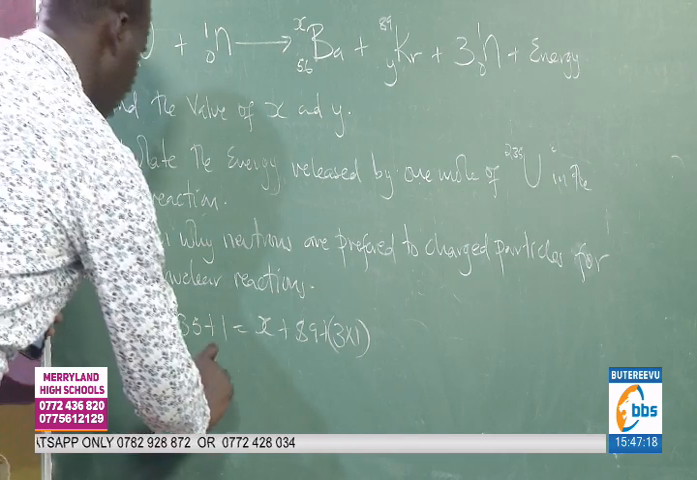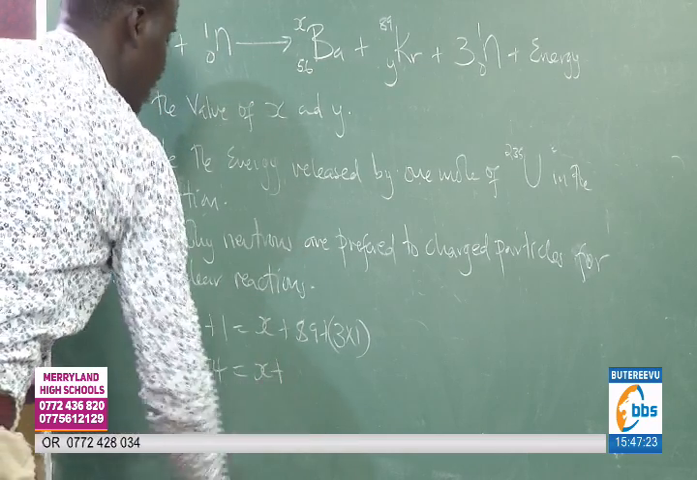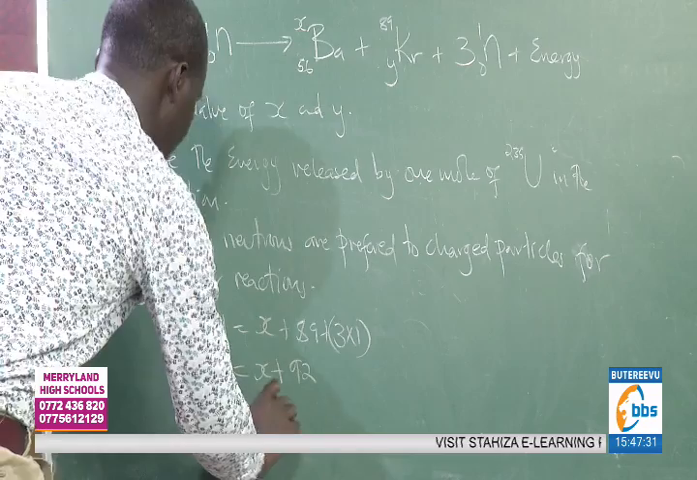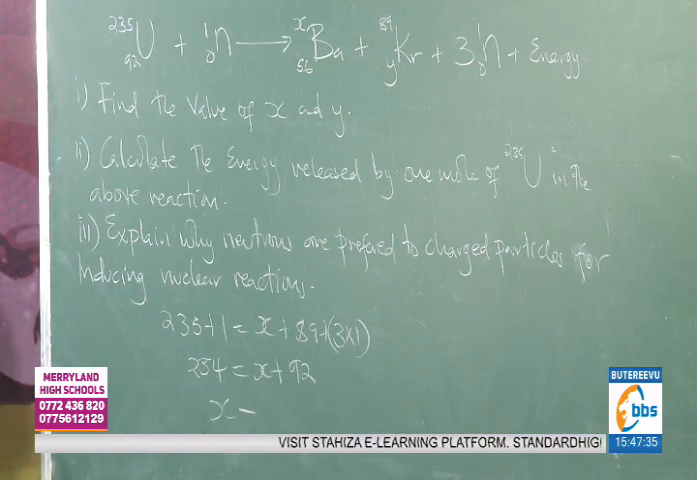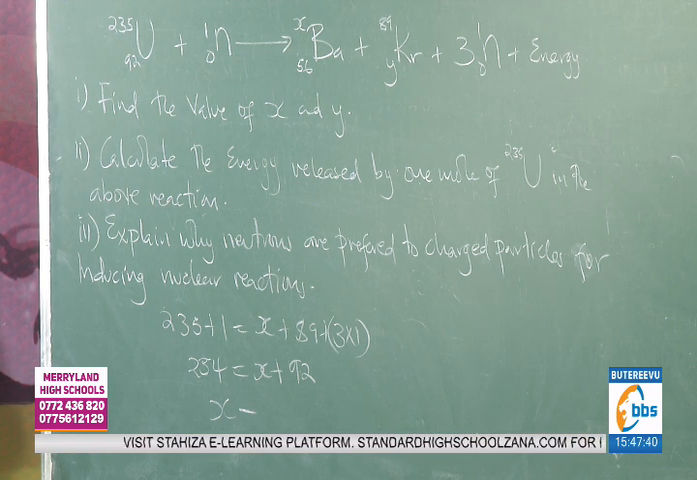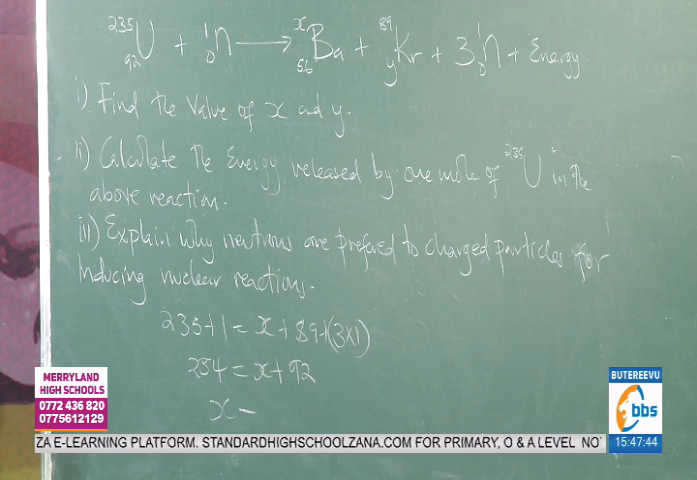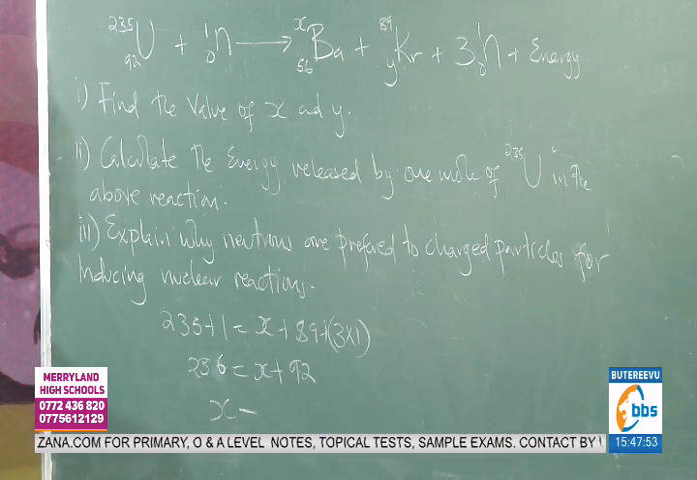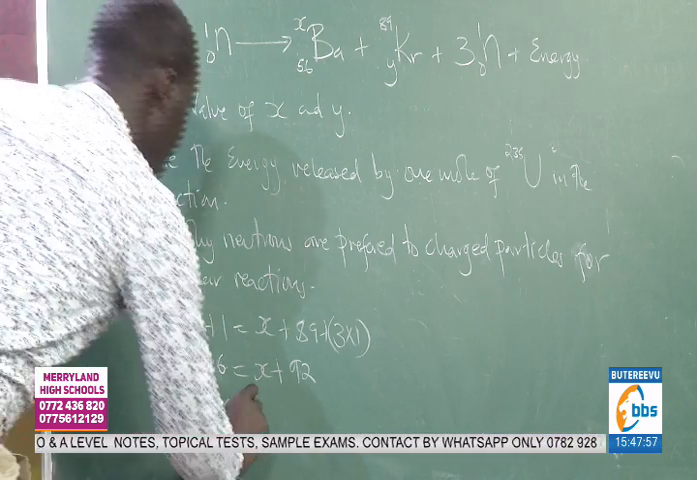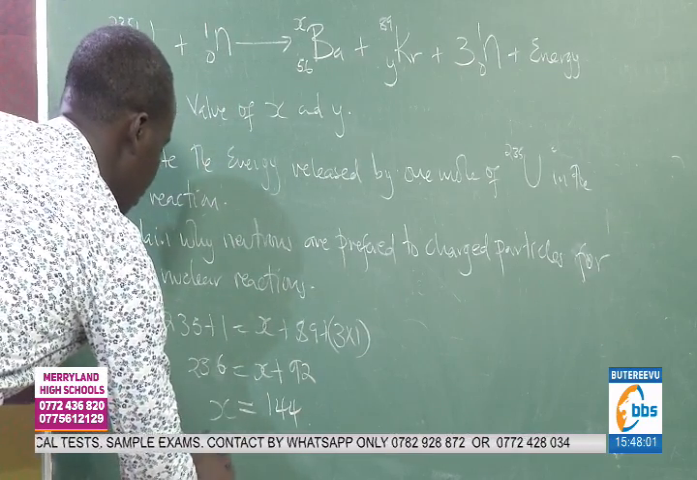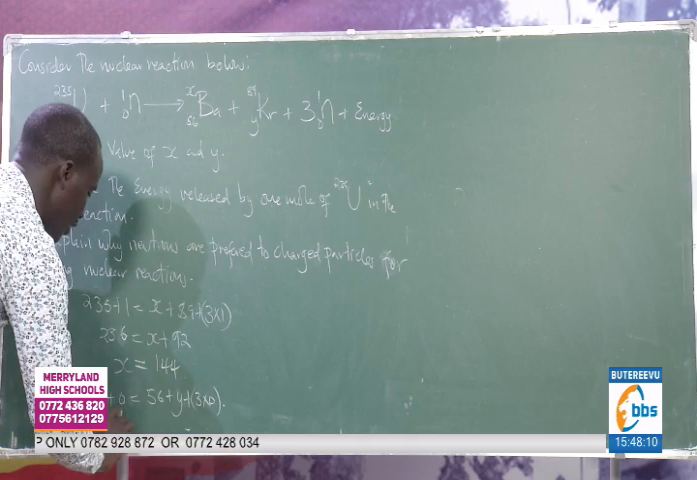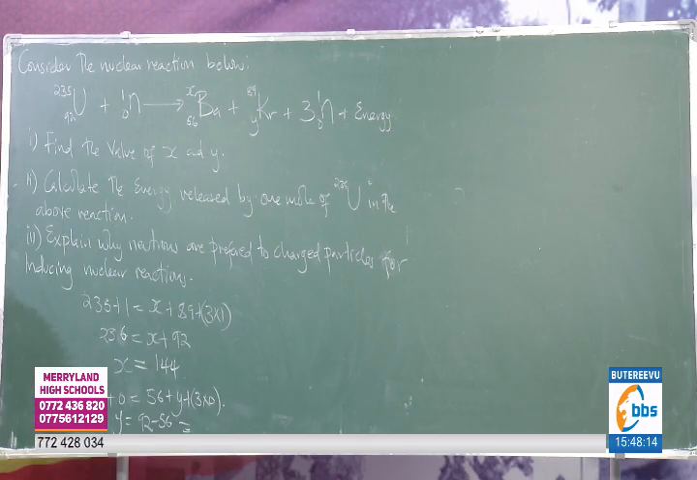So I have x plus 89 plus 3, that is 92. Then x becomes 234 minus 92, get 142. Sorry, this is 236, 235 plus 1. 236 minus 92, you get 144. Moving on, atomic numbers: 92 plus 0 equals 56 plus y plus 3 times 0. So y is basically 92 minus 56, which reduces to 36.